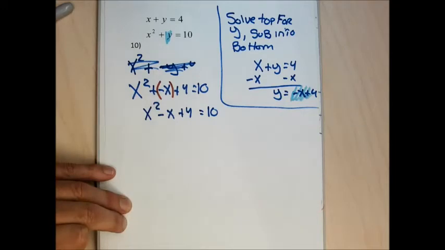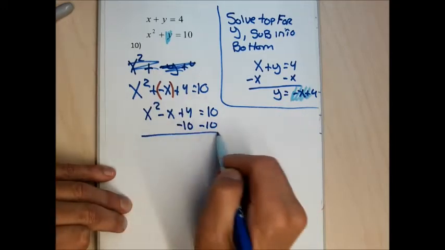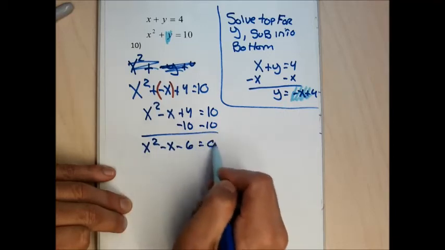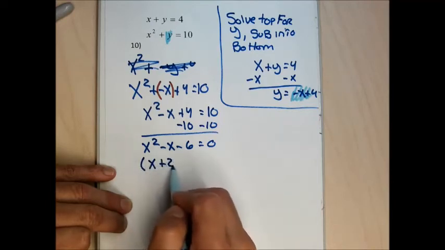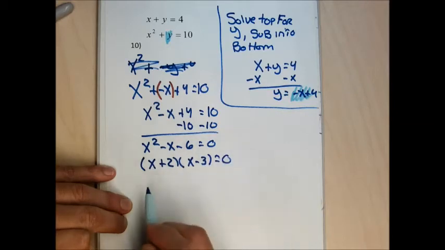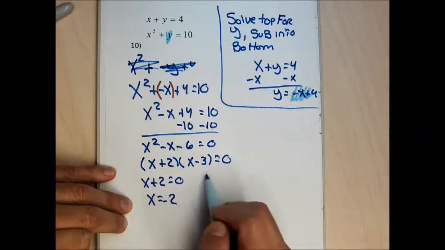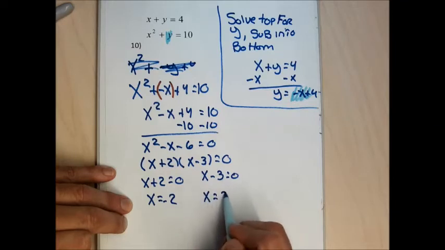I just need to set this equal to 0 by minusing 10 from both sides, and I'll factor it. This is going to give me x squared minus x minus 6 equals 0. I'm going to factor this and get x plus 2 times x minus 3 equals 0. I'll set the x plus 2 equal to 0 and get an answer of x equal to negative 2. I'll set the x minus 3 equal to 0 and get an answer of x equal to 3.